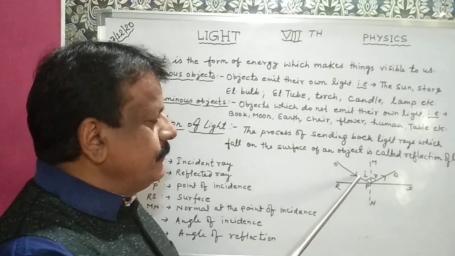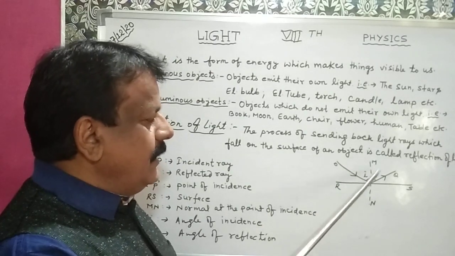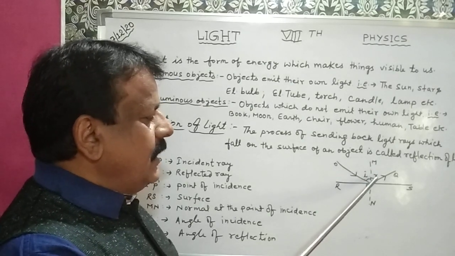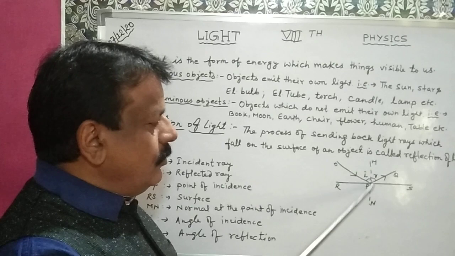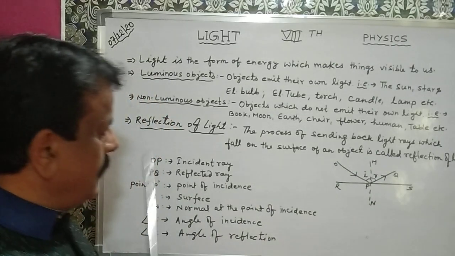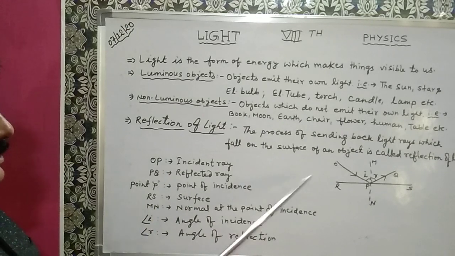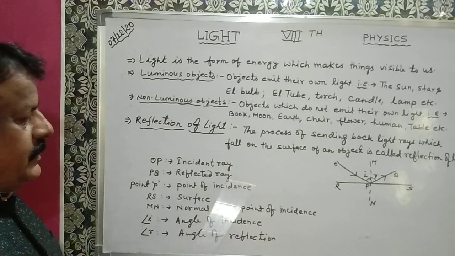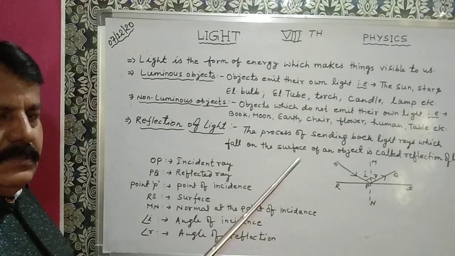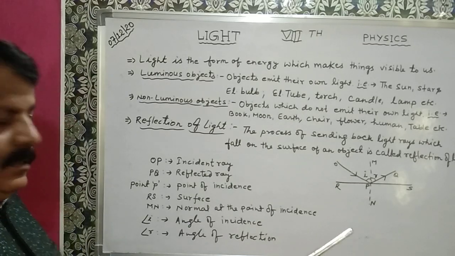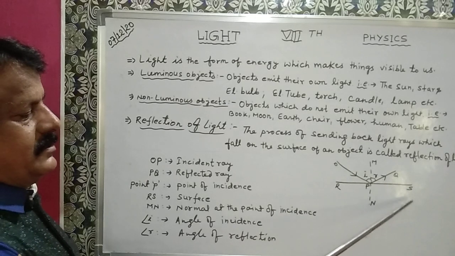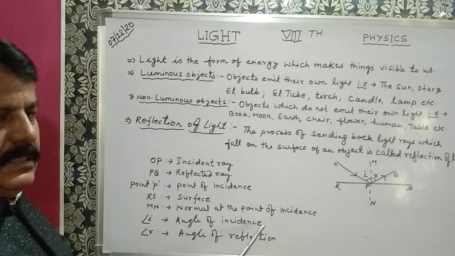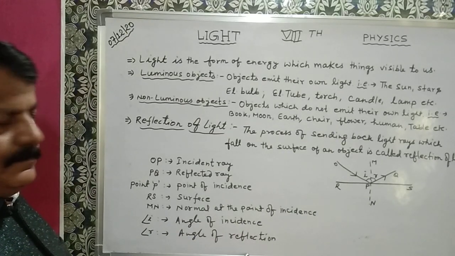The angle formed between the incident ray OP and the normal MN, that is angle I, is called the angle of incidence. The angle of reflection is formed between the normal and the reflected ray. The same thing I have written here. In the figure, OP is the incident ray. PQ is the reflected ray. Point P is the point of incidence, the point where the event takes place. RS is the surface. MN is the normal at the point of incidence. Angle I is the angle of incidence, and angle R is the angle of reflection.